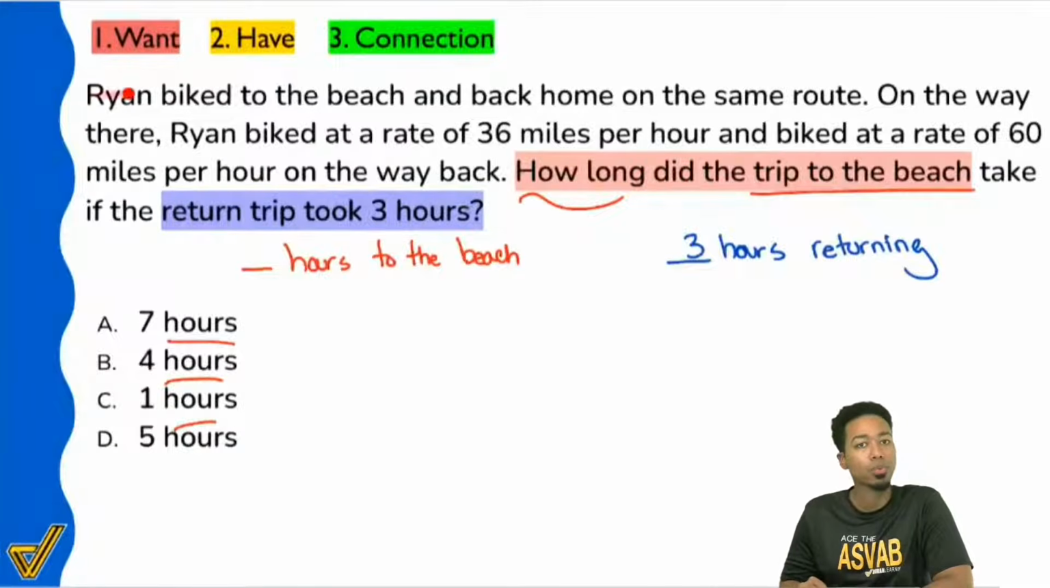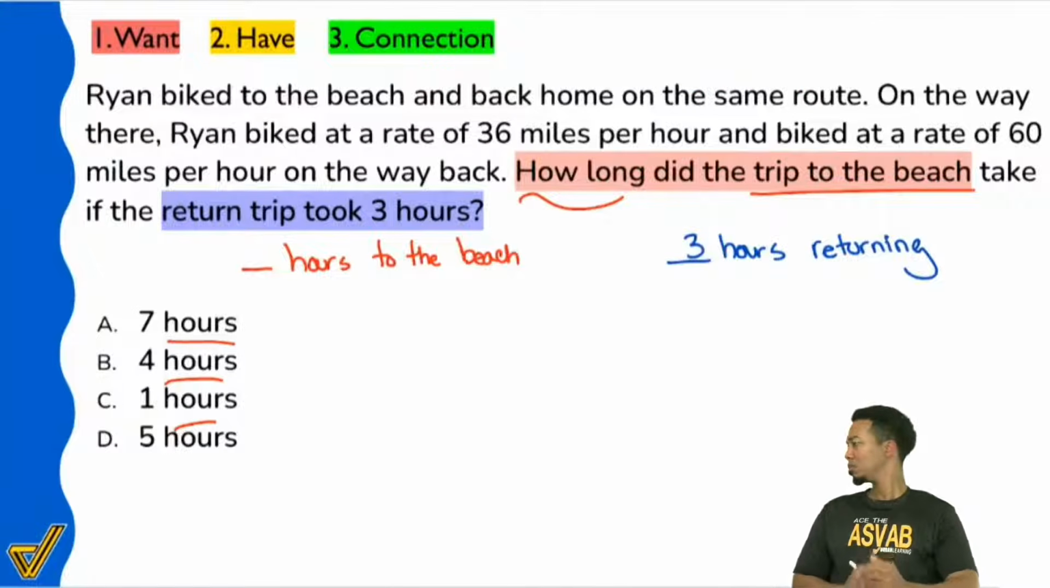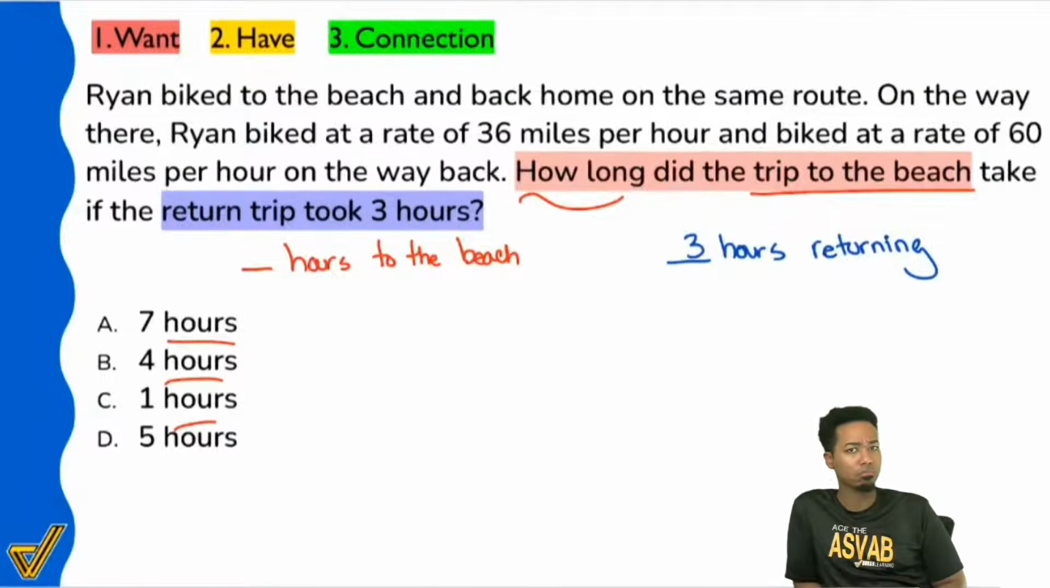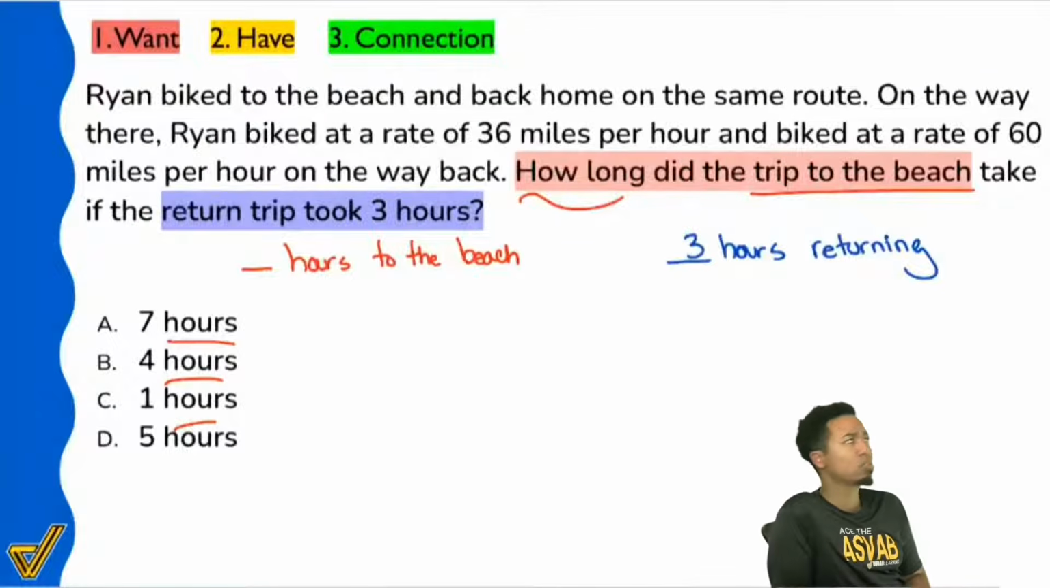So we're talking about our friend Ryan here. So Ryan biked to the beach and back home on the same route. Everyone, are there any numbers in that sentence? Ryan biked to the beach and back home on the same route. Are there any numbers in that? Nope, right? I don't see any numbers.